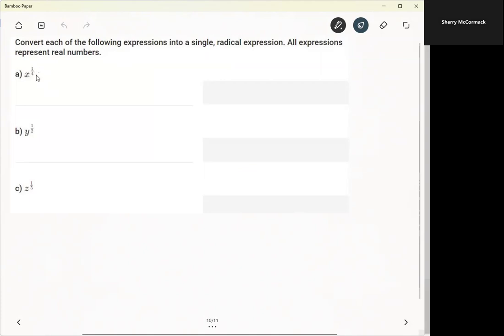Okay, so they want this. Well, remember that the bottom of the fraction is the root. Okay, so we want this to be written as the fourth root of x.